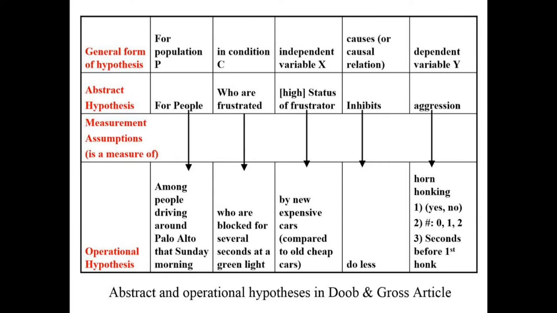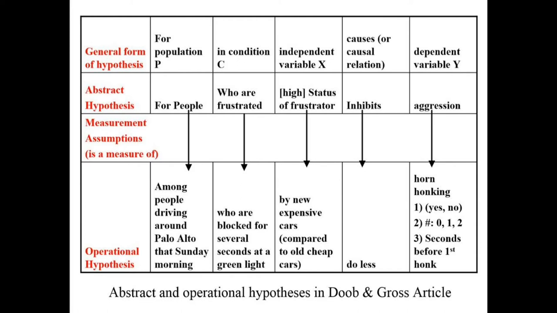Earlier, I said to you, there's going to be four parts of all hypotheses. For a population in a particular condition, independent variable X causes dependent variable Y. So I could say for people of a working age, or for people in the United States of a certain working age, their education is going to cause some degree of their earnings, right? Or I could say, for people who are in a condition of frustration, the status of the person frustrating them is going to inhibit or affect their aggression.